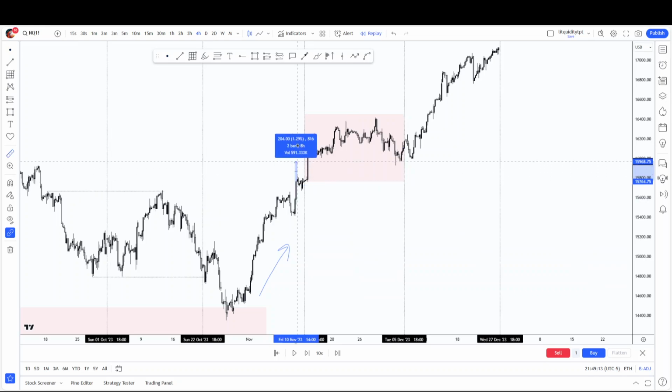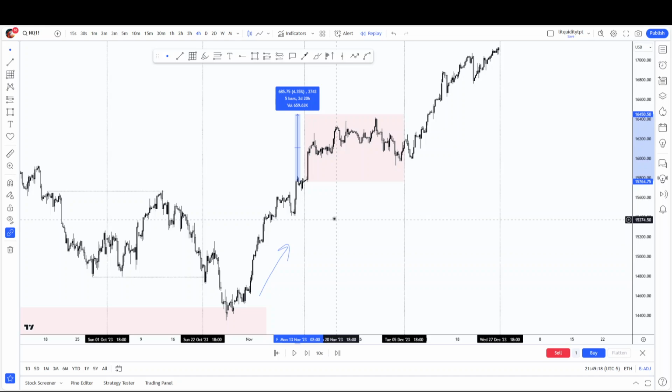So how many handles could we have gotten in a 22-day period? 685. Imagine the magnitude, imagine the damage that this can do. It's honestly insane. It's profound, you know?